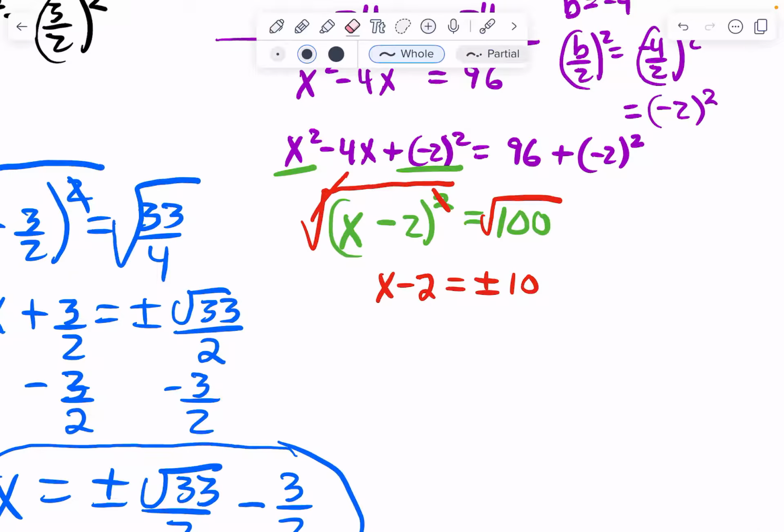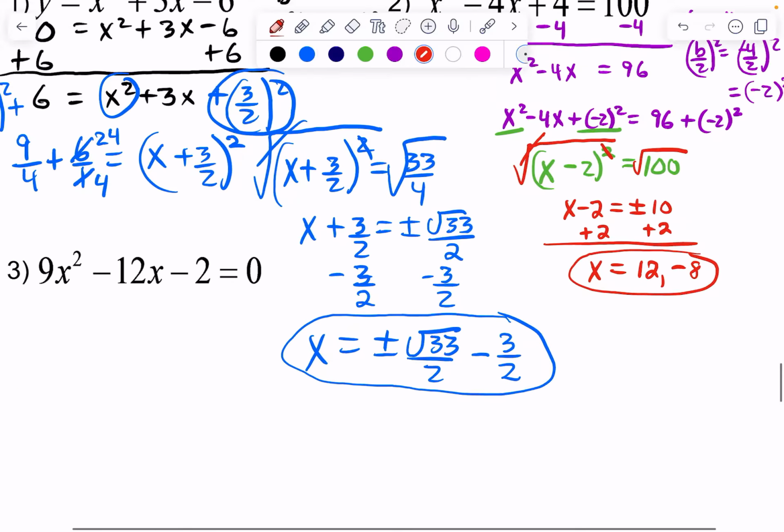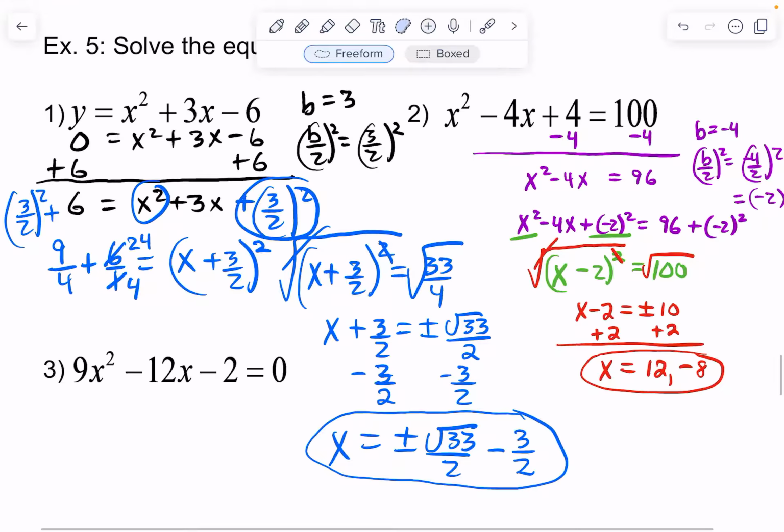Going to go ahead and add 2 to both sides to isolate and solve for x. So x will equal that positive 10 plus 2, which is 12, and that negative 10 plus 2, which is negative 8. And those are my solutions. All right, last but not least, let's go ahead and shrink this down here a little bit so we can have some more space.